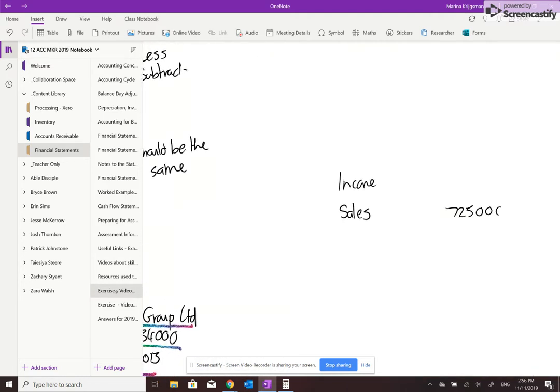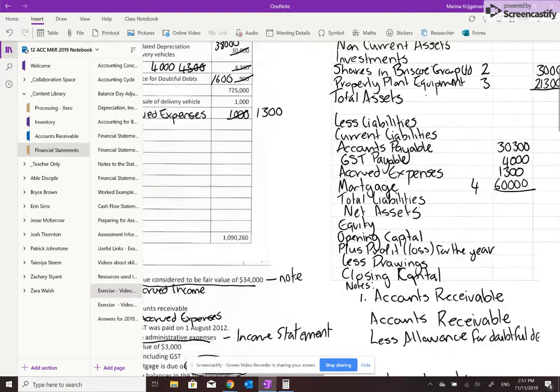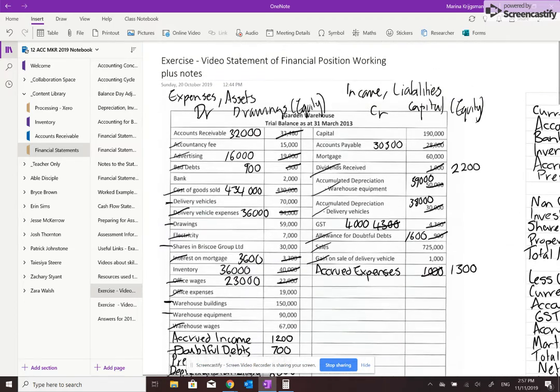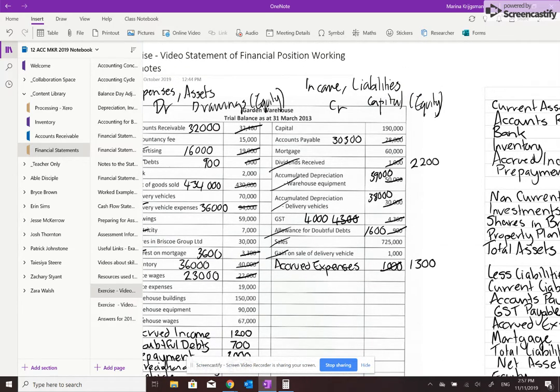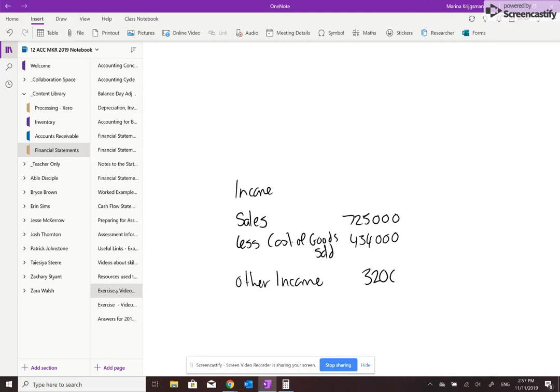We would take away our cost of goods sold and any sales returns. So in our case, our cost of goods sold is 434,000. Then we'd add on our other income, which is gain on sale and dividends received. So we would add on 1,000 plus 2,200, 3,200. And then we'd take away all our expenses.